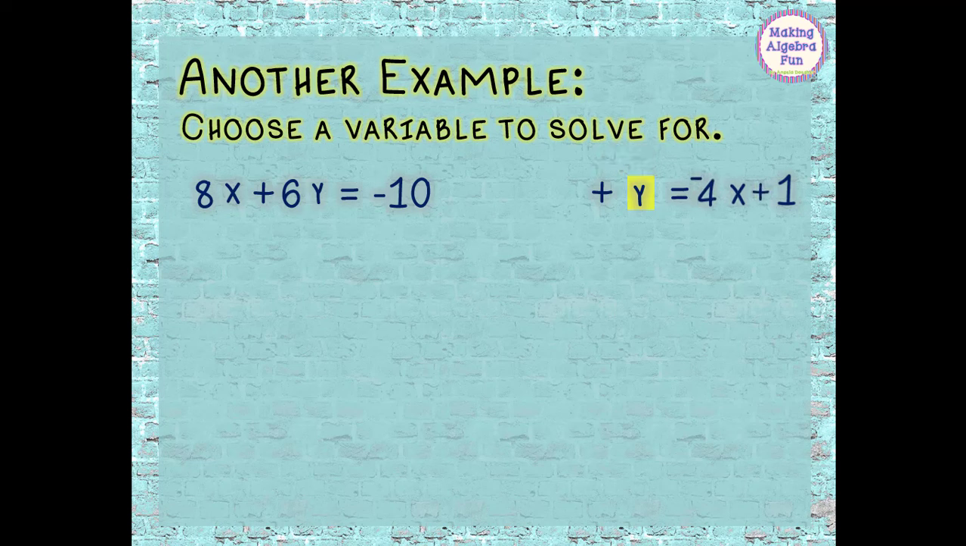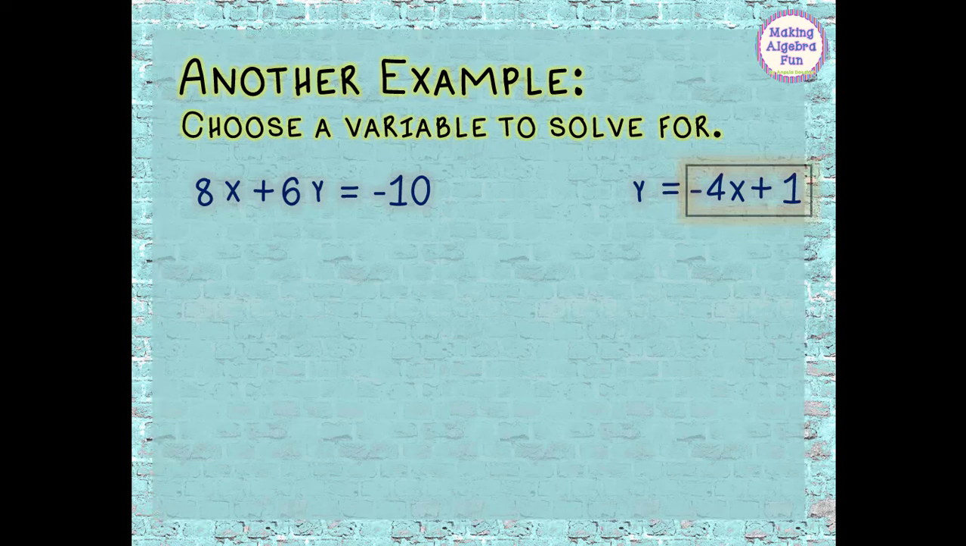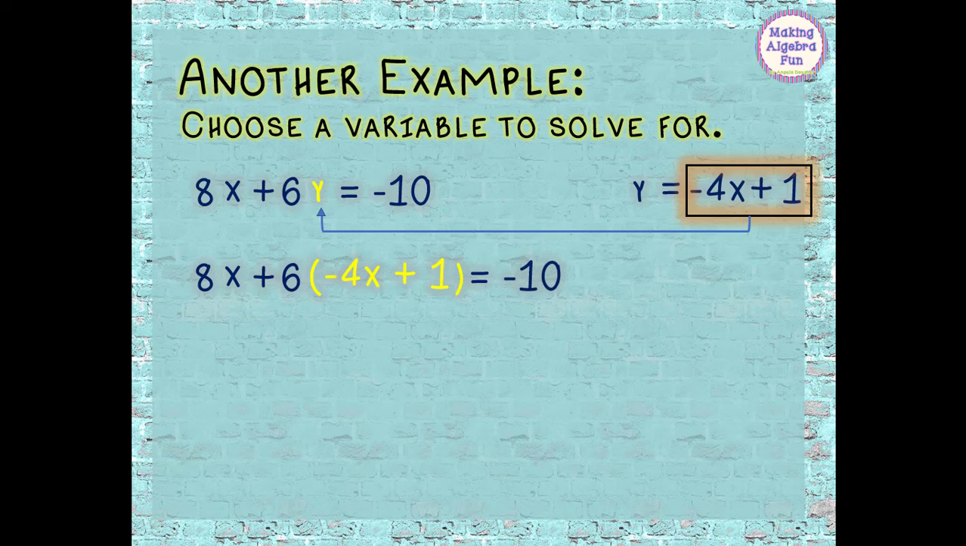And now I have an expression that I can replace y with. Y equals negative 4x plus 1. So over in the other equation, you're going to substitute in place of y the negative 4x plus 1. And I know it looks a little bit longer, but it does have all x's, and now we can solve it.